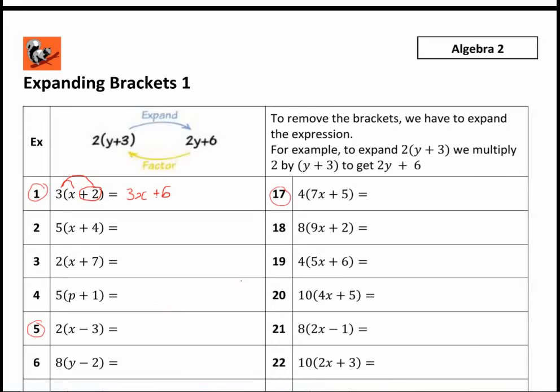And the reason I would advise doing that is because when it comes to negatives, it will avoid you making a mistake if we have a negative sign here and also a negative sign in front of the number outside the bracket. Okay, so 3x plus 6 is the expanded form. So I'll just do the other ones. You can pause and mark your work once these are on screen.